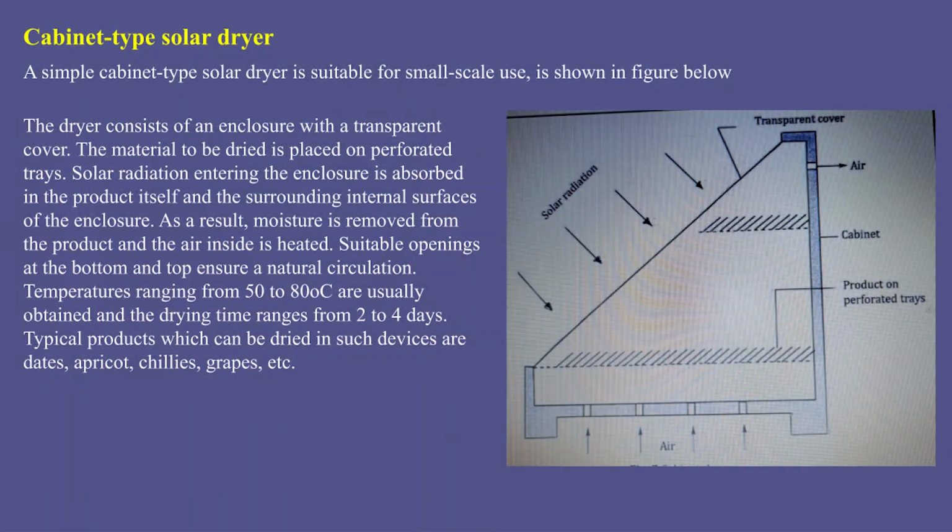So the simple cabinet type solar dryer is suitable for small scale use, as shown in the diagram here. We can understand with the help of this diagram that the dryer consists of an enclosure with a transparent cover. Material to be dried is placed on perforated trays. It is given here in this diagram.